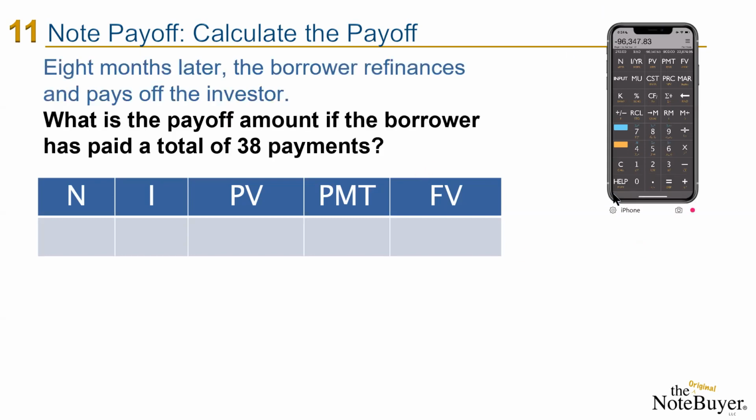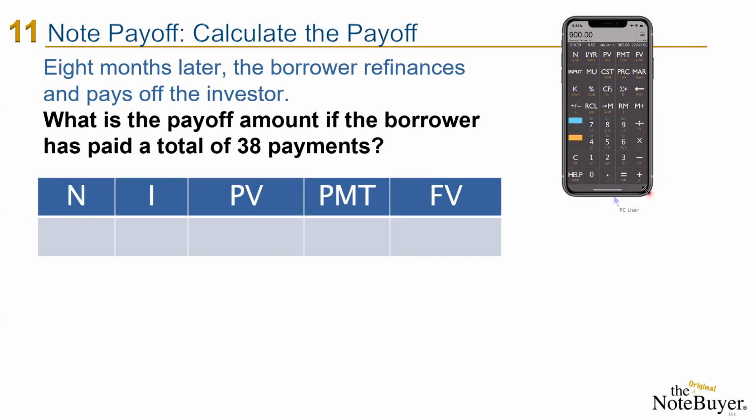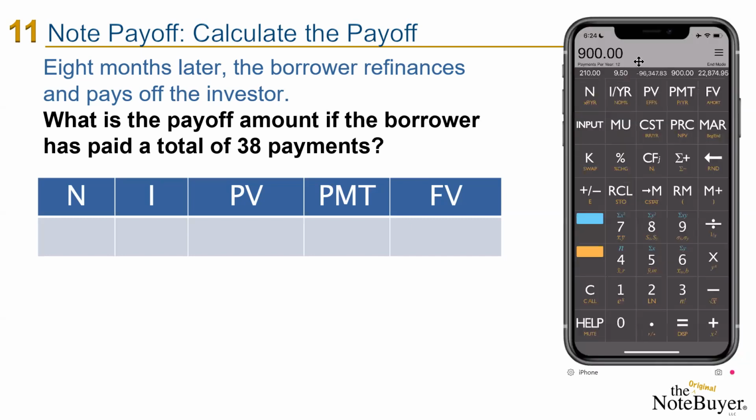So 8 months later, the borrower refinances and the borrower pays off the investor. We want to know what's the payoff amount if the borrower has paid a total of 38 payments. He paid 30 to me, and then he has paid 8 to the investor.